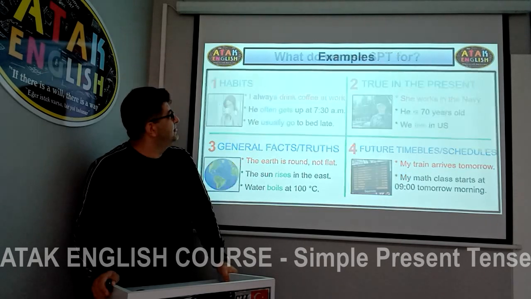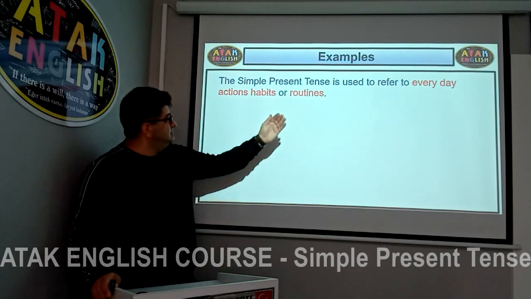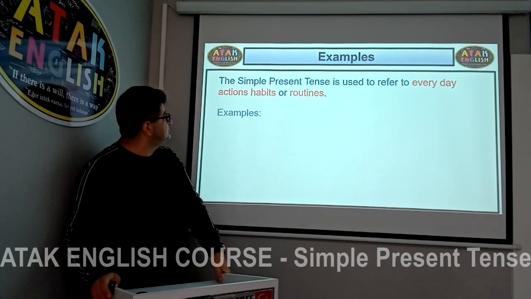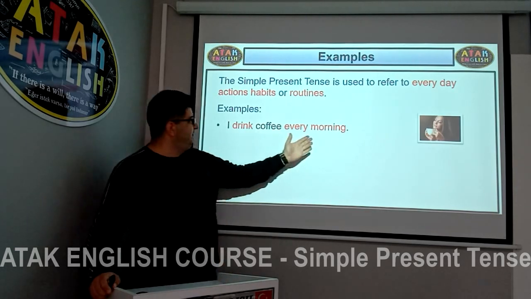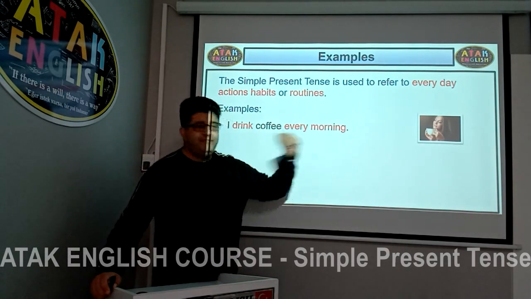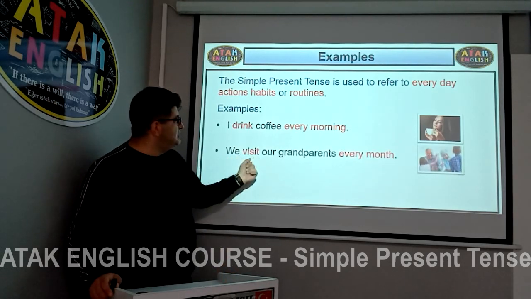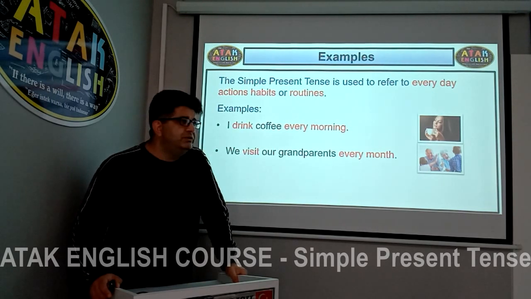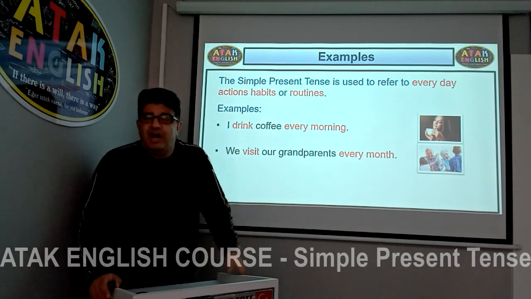Let's move on. Simple present tense, we already mentioned that, is used to refer to everyday actions, habits, and routines. Let's see some examples. I drink coffee every morning. I drink coffee every morning is one of a habitual action. We visit our grandparents every month. Even though every month means once a month, that's a periodic action.